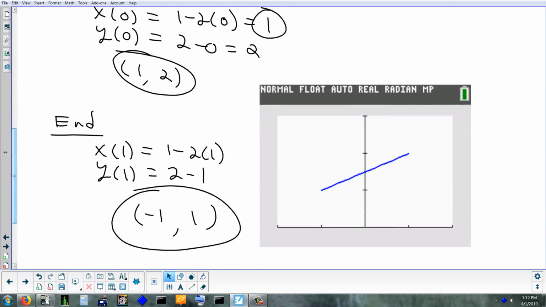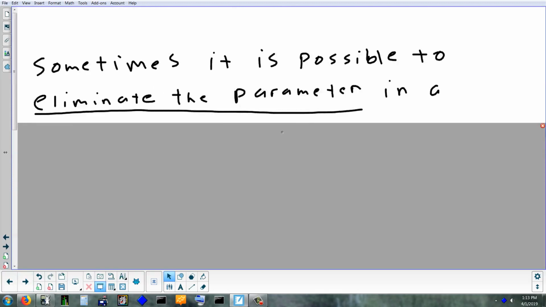That t step that I changed, that's important. But I'll tell you what that is in a little bit. All right, so sometimes what we can do is we can eliminate the parameter. What that means is take an equation that's written parametrically and put it back into the kind of equation that we're used to. Like y equals, something like y equals 2x.